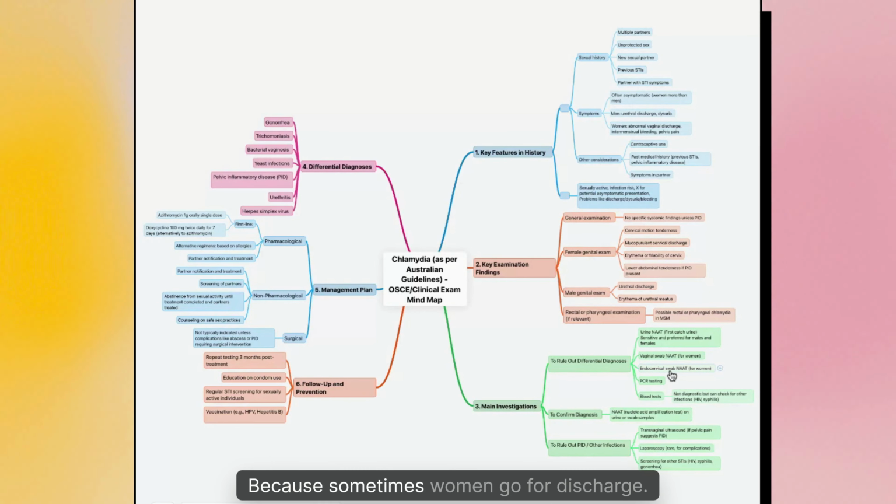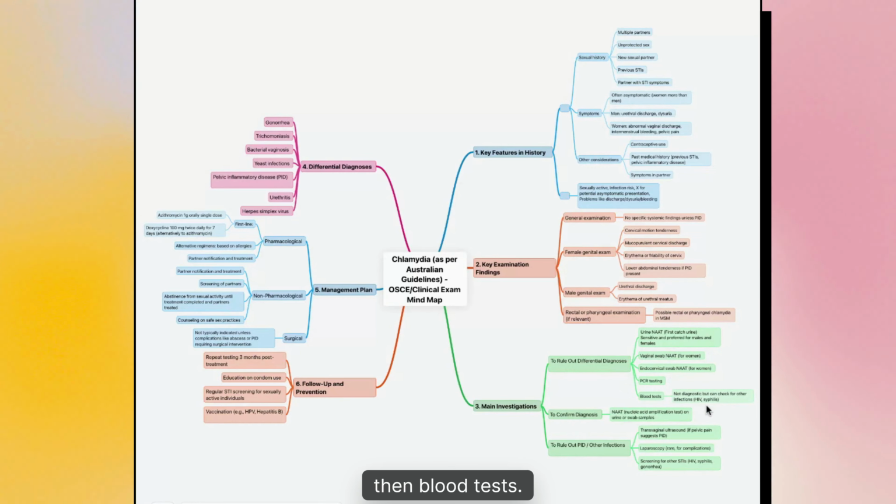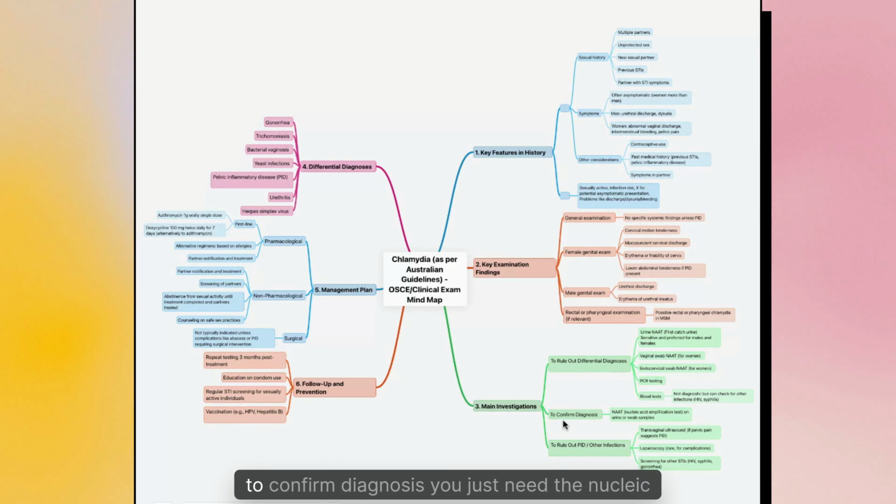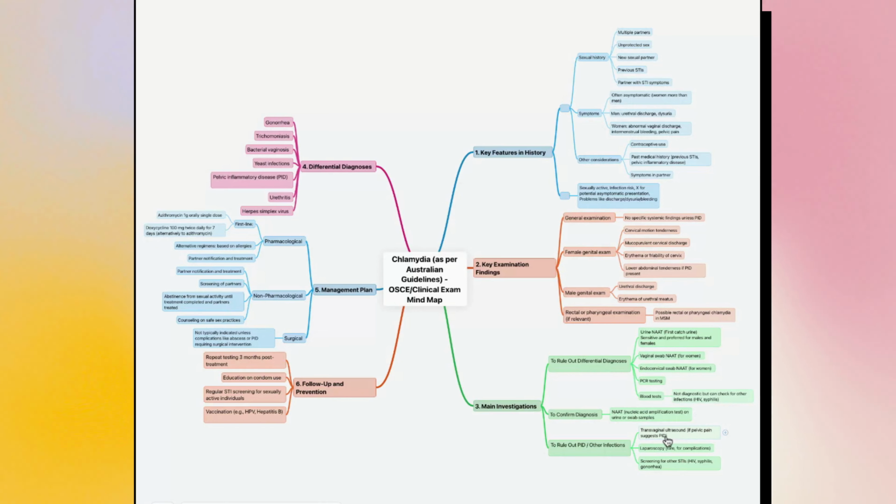Endocervical swab, because sometimes women present with discharge, and when we take swabs we send all these things. PCR testing, then blood tests. Sometimes if they are high risk patients, you need to rule out other STDs as well, like HIV, syphilis, hepatitis B, C, if they are sharing needles. To confirm diagnosis, you just need the nucleic acid amplification test on the urine, preferably, or swab. Then the other thing is you need to rule out pelvic inflammatory disease and other infections where this is not common, but you may send them for transvaginal ultrasound. Very rarely laparoscopy, you don't need to do that.